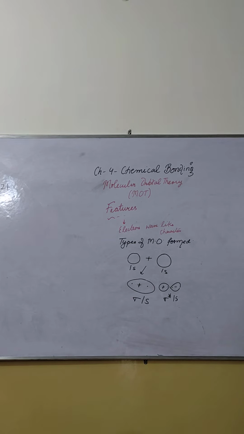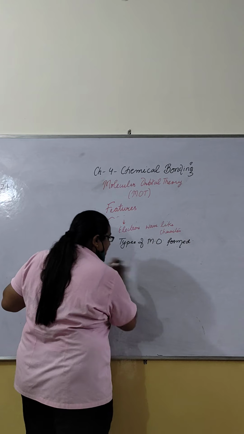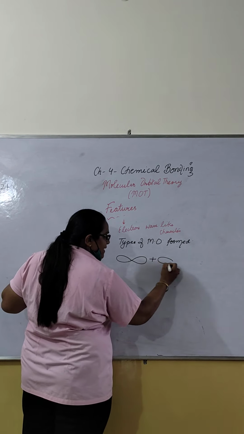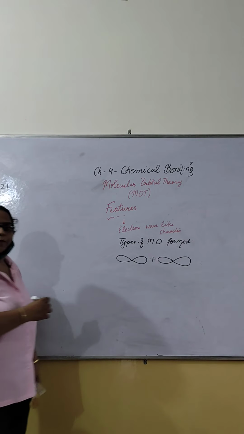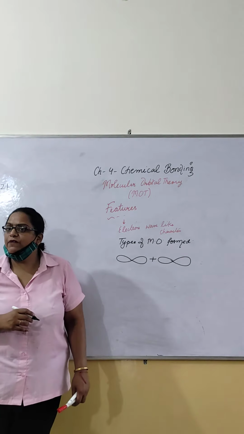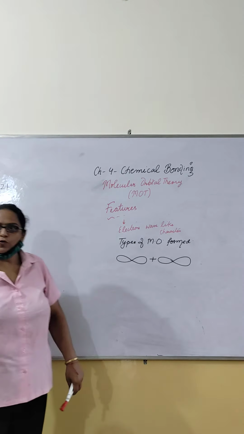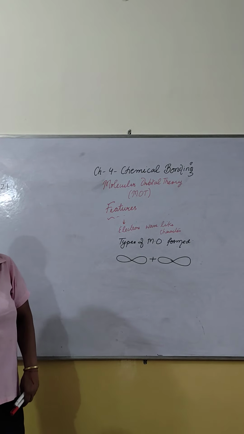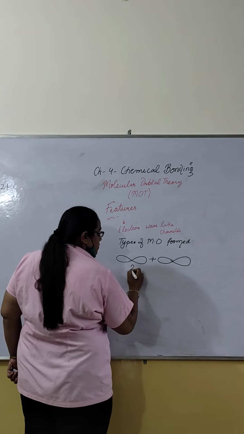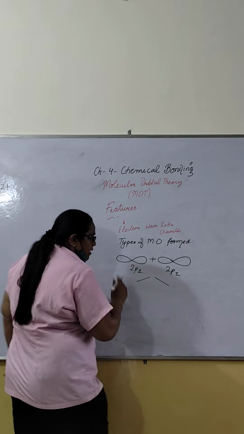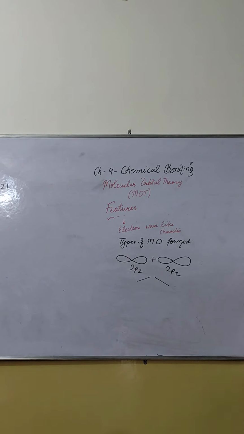Similarly, we have p orbitals. The shape of a p orbital is dumbbell shape. So, suppose 2pz combines with 2pz. Here there are two atomic orbitals. How many molecular orbitals will form? If the combining orbitals are 2, one will be bonding and another will be anti-bonding. So they will form bonding and anti-bonding.